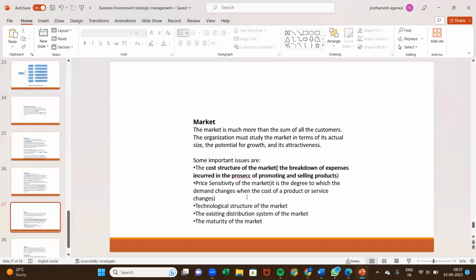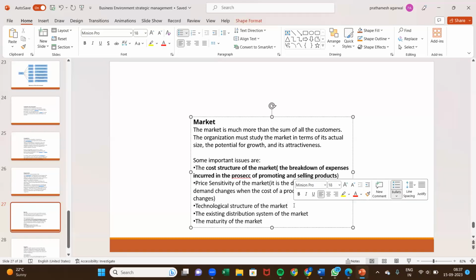Now what is the next point? The next point tells us the technological structure. Now the word technology itself tells you many things. So that is called a technological market. You know, a technological market has many small markets. One minute, I'll put it into proper words. We will have the technological market. One moment, please.